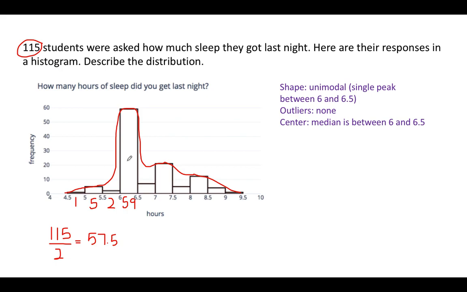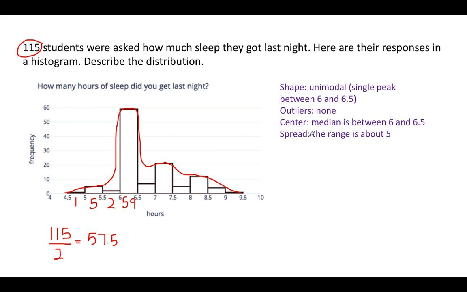And then a measure of spread could be range or standard deviation. If it's a box plot, you can either do range or IQR. For a histogram, the range is just the easiest to estimate. So the range is the difference between the highest value and the lowest value. So we're going to do 9.5 minus 4.5, and the range is about 5. We're not saying exactly 5 because we don't know what exactly this one data point was at. We just know it was between 9 and 9.5. Same thing down here, it was just a number between 4.5 and 5. So we're just saying the range is about 5.